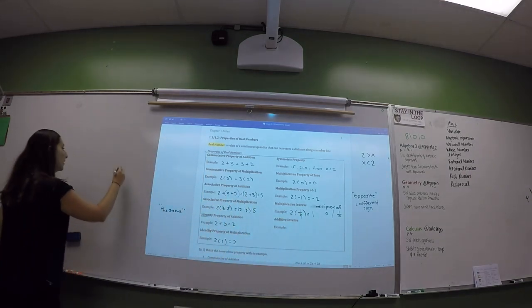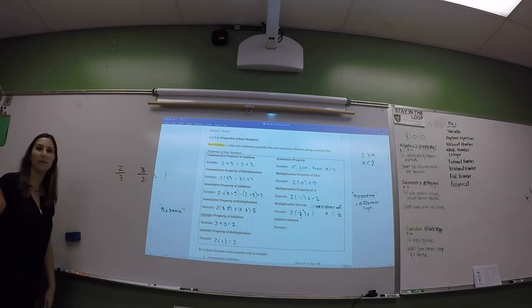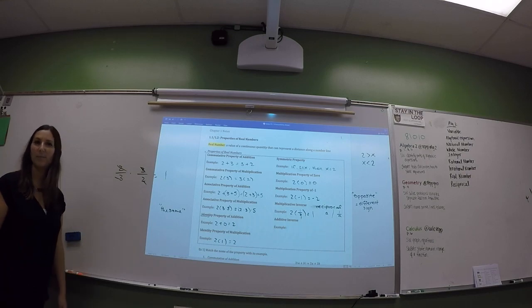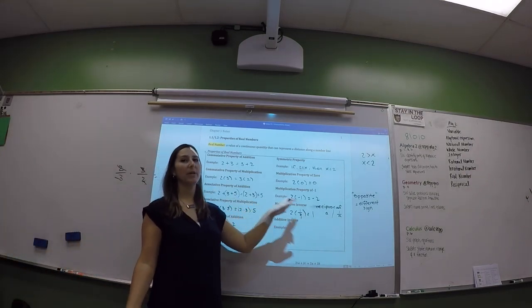So if we take 2/3 and we multiply by its reciprocal, do we get 1? Yeah, because we can do this. Everything's a 1. Right? The additive inverse, so that's your multiplicative inverse.